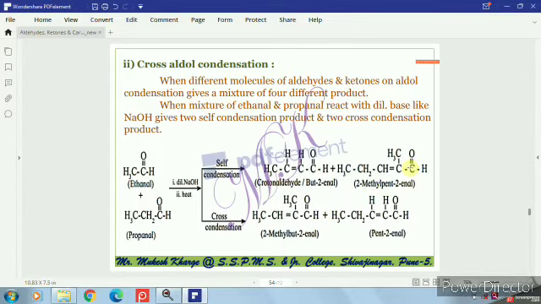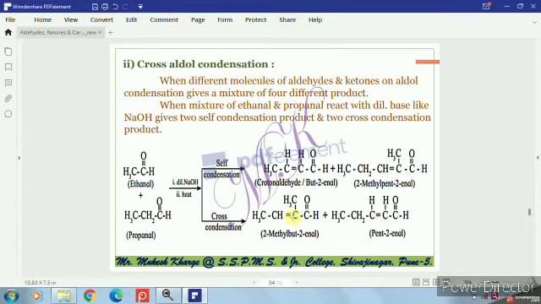Okay, and so these two are the self condensation products of propanal and ethanal respectively. And if one molecule of ethanal reacts with another molecule of propanal, then the alpha carbon of propanal acts as a carbanion and attacks the carbonyl carbon of ethanal. Then we remove the water, and we get this product.